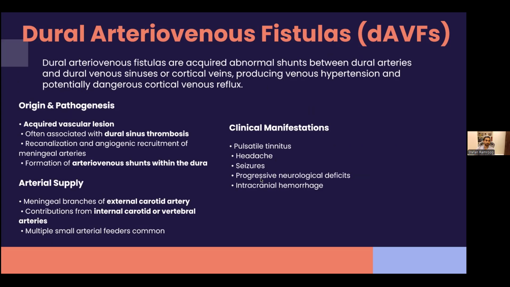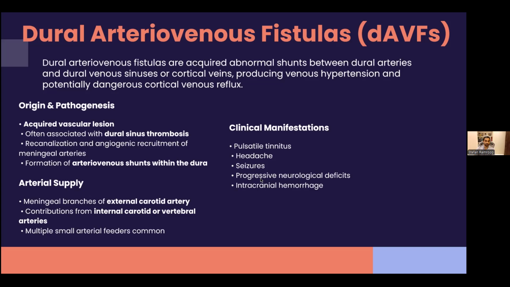So there are also dural arteriovenous fistulas. These are abnormal vascular shunts occurring within the dura mater, connecting meningeal arteries directly to the venous system itself. Unlike AVMs, or arteriovenous malformations, these lesions lack a true nidus, and instead, multiple dural arterial feeders converge on a venous sinus or cortical vein.